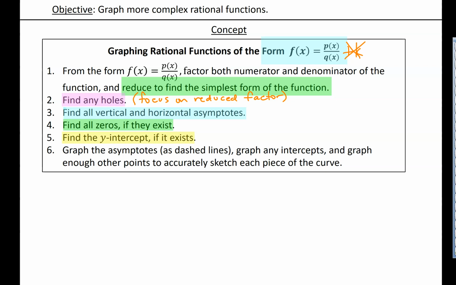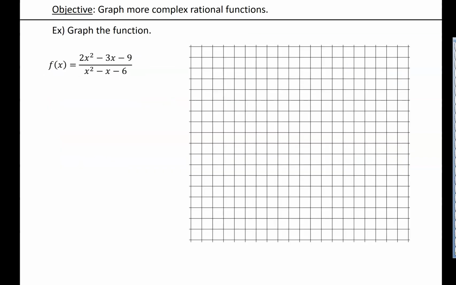If we have to, we will choose an x and plug it into the function to calculate a y to get other points as needed. And that's what this is saying. So we know to graph asymptotes as dashed lines, graph any intercepts, which would include both x and y intercepts, x-intercepts being our zeros, and graph enough other points, if necessary, so that we can sketch each piece of the curve. All right, let's take a look.